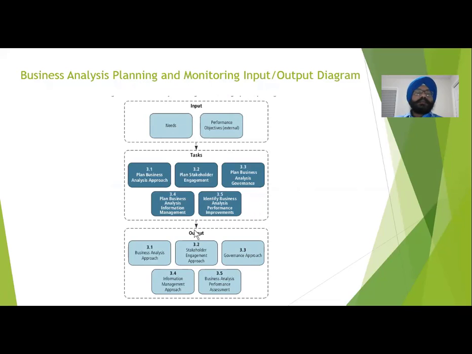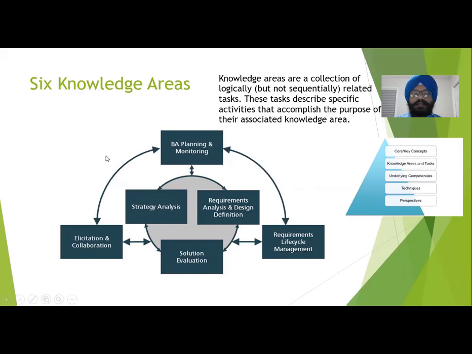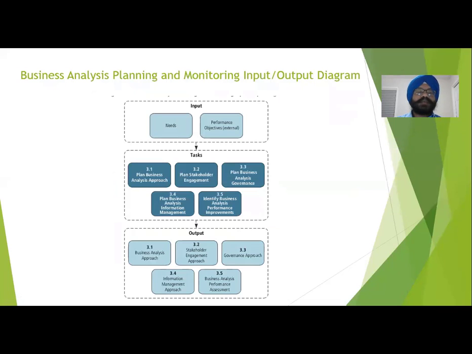Now, in the BABOK, you will find a lot of diagrams looking like this. So I have taken, you see, these 6 knowledge areas here. And for each of these knowledge areas, I'll be having these input-output diagrams. This is how we need to come up with our understanding. In the case of business analysis, planning, and monitoring knowledge area, there is a section called input. Then we got the tasks, and we got the output. In every diagram, you'll find something like this.